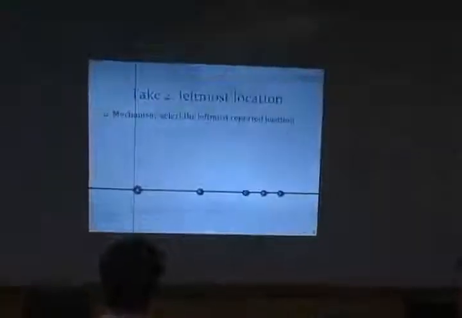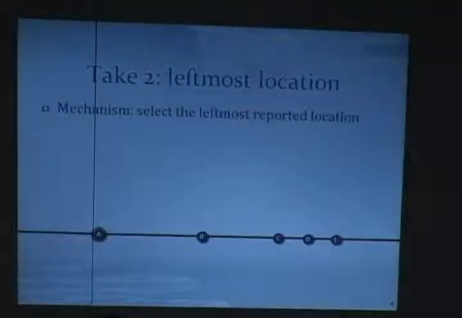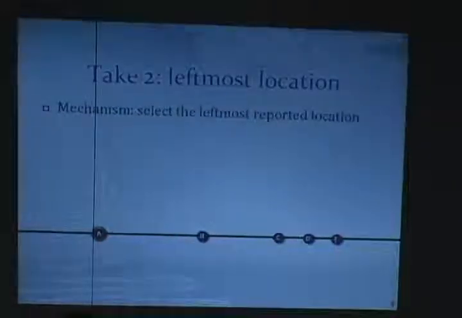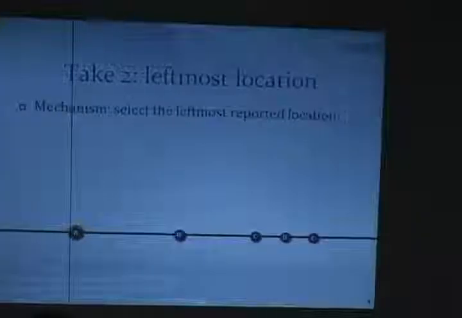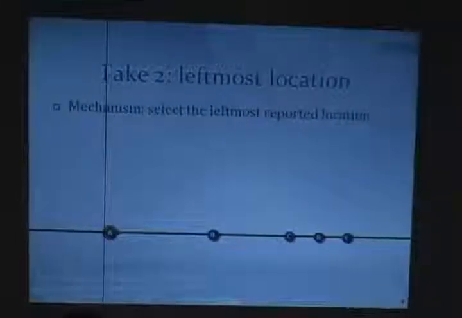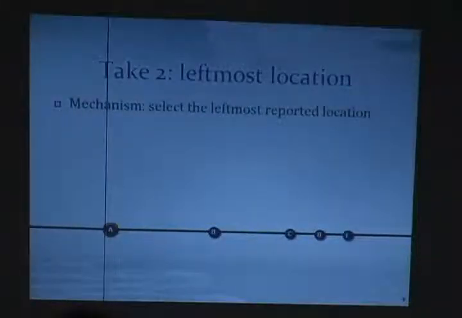And so here's another very simple mechanism. Whatever the agents report, the facility location is going to be the location of the leftmost agent, the leftmost location reported by any of the agents. So in this example, the facility is located on the location of agent A. He's the leftmost guy. And the facility is going to be denoted by these revolving crosshairs.